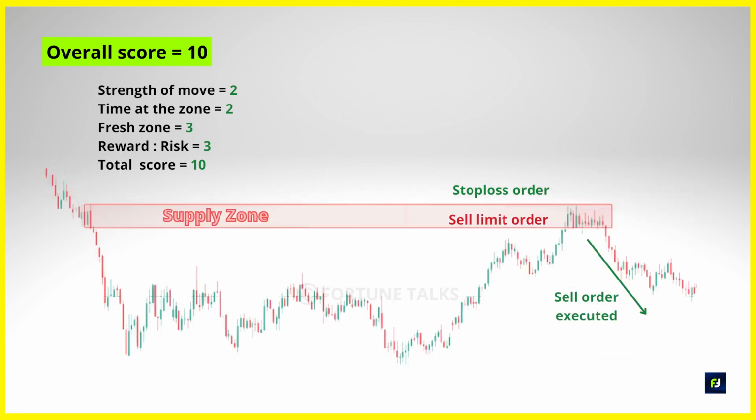Now this order will get executed once the price reaches the 10-pointer level, namely the proximal level of the zone. But make sure you place the stop loss order at or beyond the distal line to protect your position. Now this score of 10 shows that the zone is a strong zone, fresh with less than 6 candles at the base and giving us a good reward to risk ratio to make money.